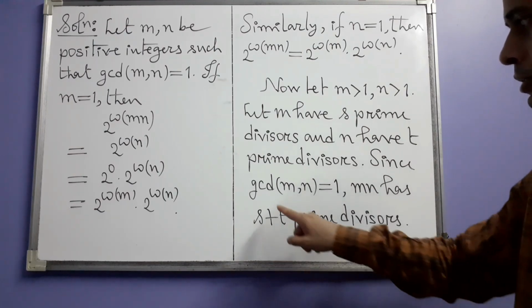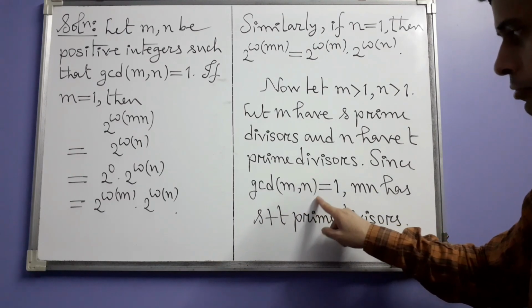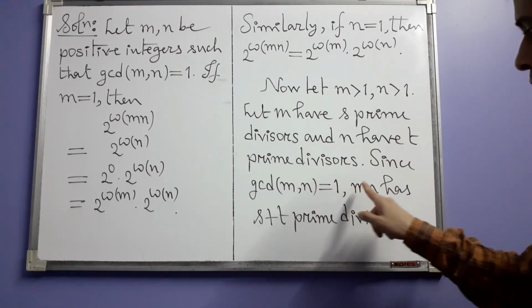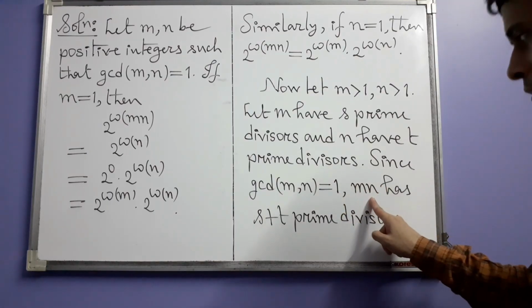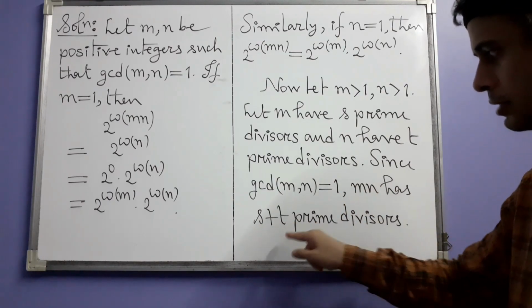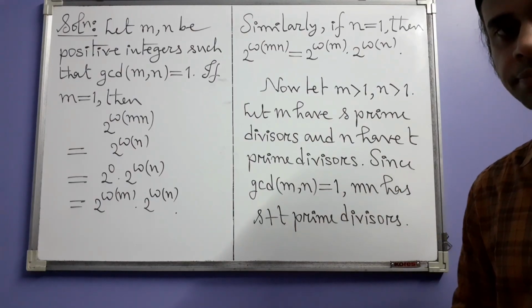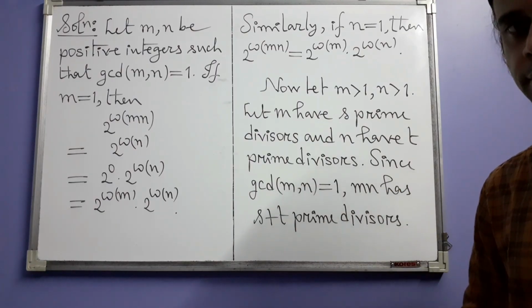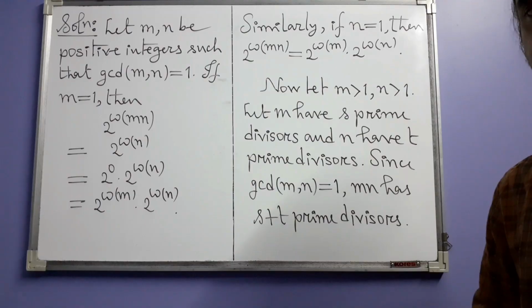Then, since the GCD of m and n is 1, the product of m and n will have s plus t prime divisors. How exactly? Let us see one small example.